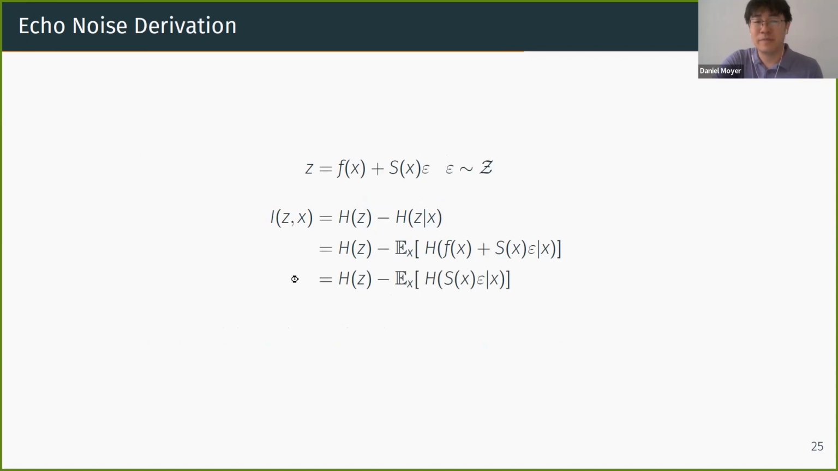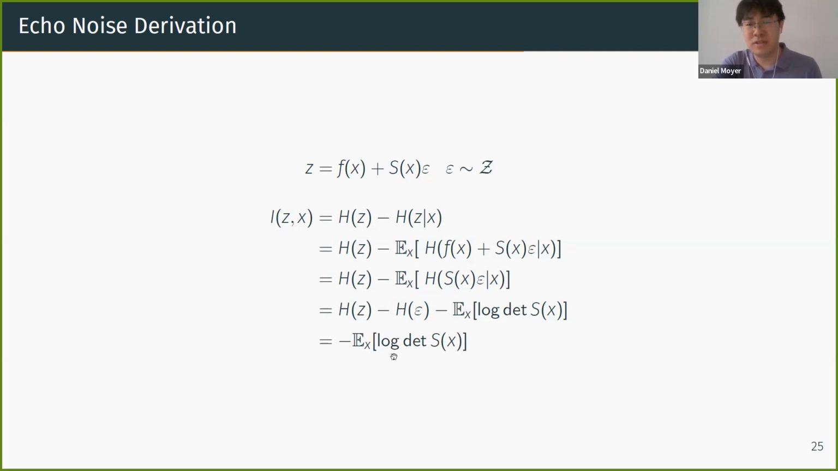basically, we can do the same breakdown, and we know f of x is deterministic, so that doesn't change anything. So we end up with entropy of Z minus entropy of s of x epsilon given x. But given x, we can move this multiplication outside, and now there's no dependence on x. And epsilon is drawn from Z, so these are the same term. So it's actually just the determinant of s of x, right? So this is an exact rate distortion term, or an exact information term.